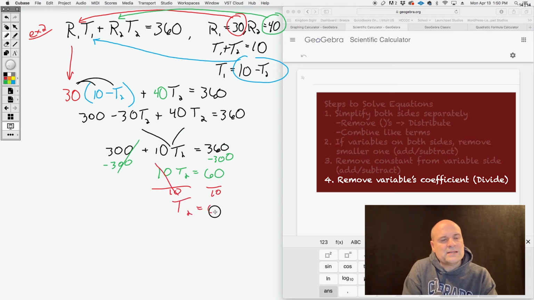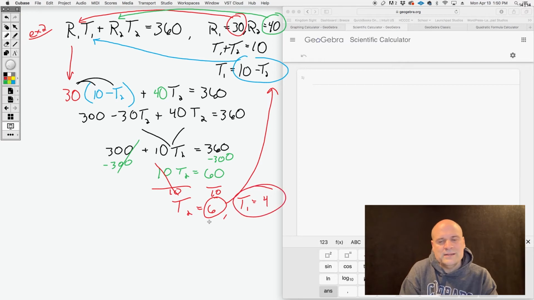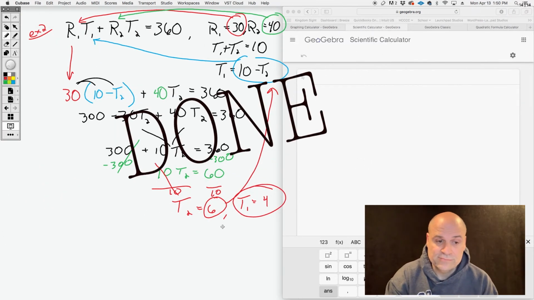t2 equals 6. All right, so if t2 equals 6, what does t1 equal? t1 equals 10 minus 6, which is 4. All right, so those are your 2 t's. You got it. Good job.